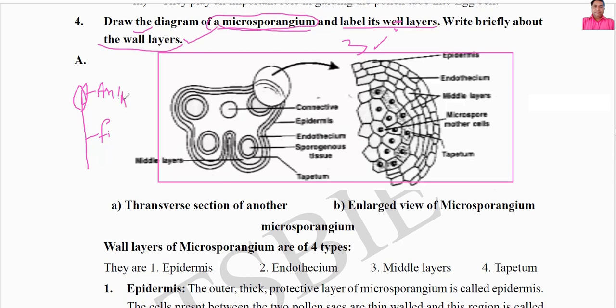See clearly, this anther has 2 sacs, this one and this one. When you cut it, there are 2 sacs, and each sac has 2 chambers. So total 2 thecas, but each theca consists of 2 chambers. So total 4 chambers we can see here.